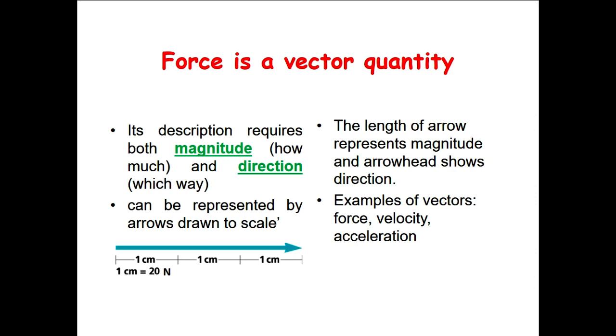We say that force is a vector quantity. Now, what is the meaning of vector quantity? It means that the description of a force requires two things: magnitude, that's how much the force is, and its direction, which way. Now, a force, or a vector in general, can be represented by arrows drawn to scale. The length of an arrow represents the magnitude to scale, and the arrowhead shows direction. Examples of vectors: force is a vector, velocity is a vector, acceleration is also a vector.